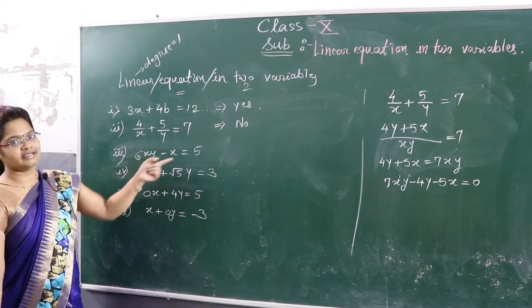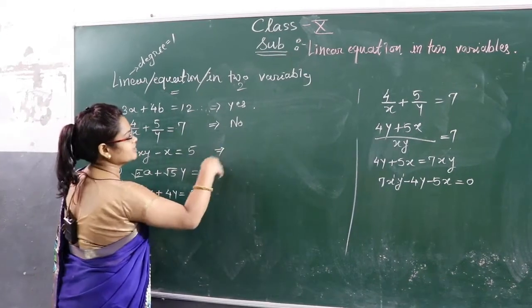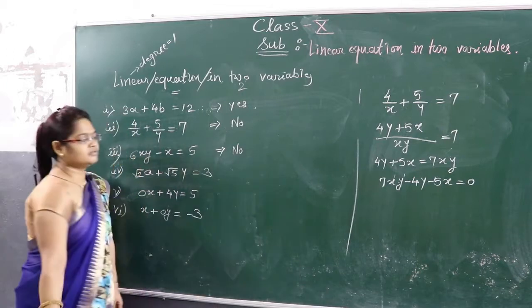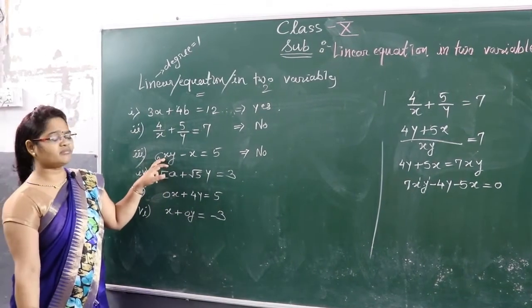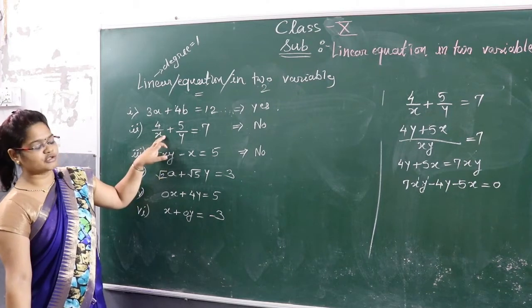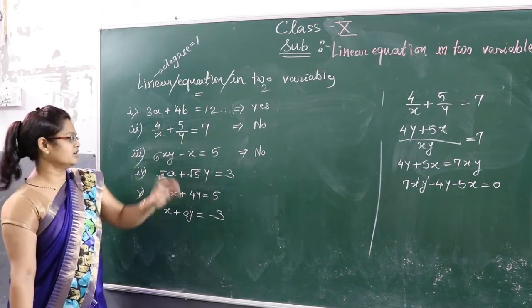So the highest degree of this equation will be 2. Therefore, this is not a linear equation in one variable. Same here also, the degree is 2. That's why it is not a linear equation.